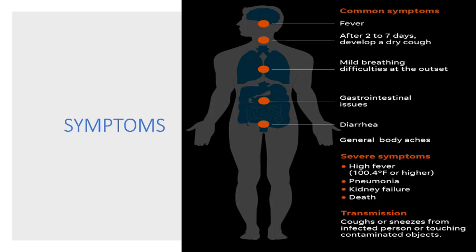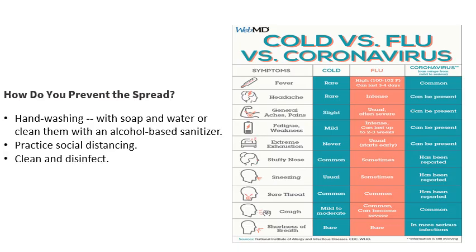Now the common symptoms are fever, dry cough, mild breathing difficulty, gastrointestinal issues, diarrhea, and general body ache. Severe symptoms are high fever, pneumonia, kidney failure, and death. Now, how do you prevent the spread of the coronavirus? The very first, wash hands with soap and water or clean them with an alcohol-based sanitizer. Second, practice social distancing. And last, clean and disinfect.